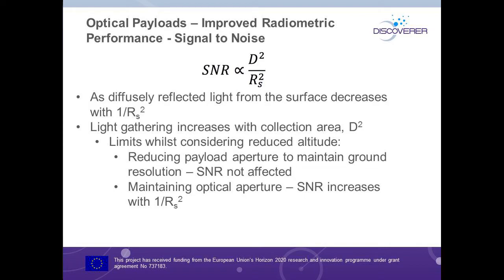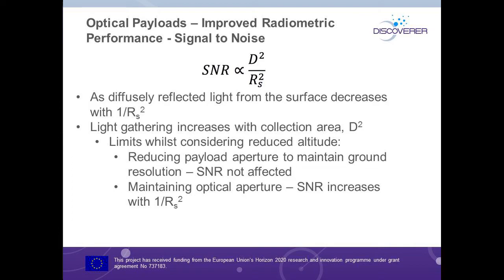But what we see is two key factors here. If you think about the light that's being reflected back off a surface, it's distributing as 1 over the distance squared. And also, the other side of this is the collection area of your telescope, of course, affects the signal to noise as well.